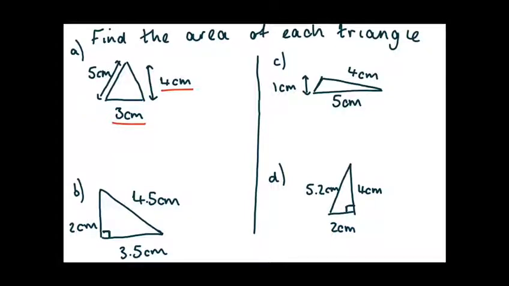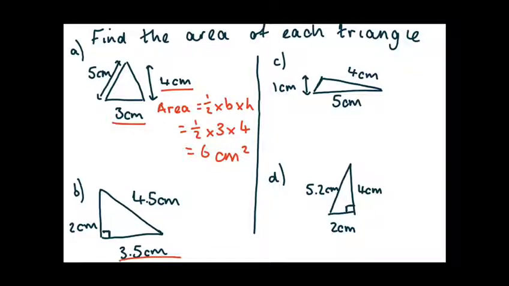So we're going to say area equals half times base times height equals half times 3 times 4, which equals 6, and we've got centimetres, so that becomes centimetres squared. Next one, here we've got our base is 3.5 centimetres and our height, well, we've just said that has to be perpendicular, and we've got a right angle triangle here, so we know that this 2 centimetres is perpendicular to that.